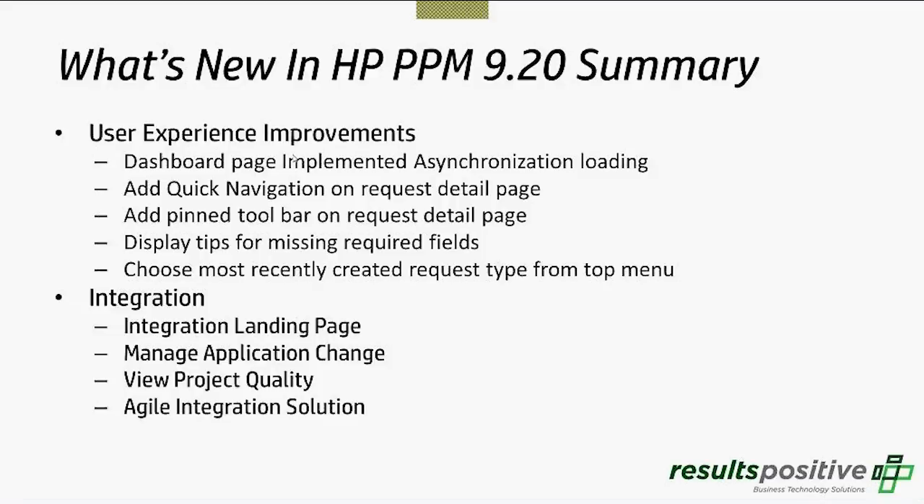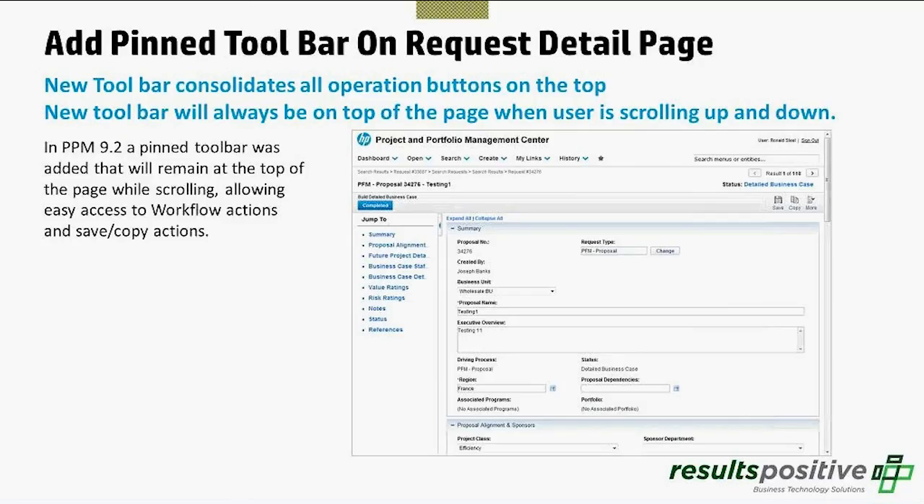Probably one of the nicest features I like is the display tips for missing required fields. And then when you're creating a request type now, you can choose the most recently created from the top menu. And then a big focus in 9.2 on the integrations and building out a landing page to configure the integrations with ALM and Agile Manager, and I'll show that as well as we walk through this.